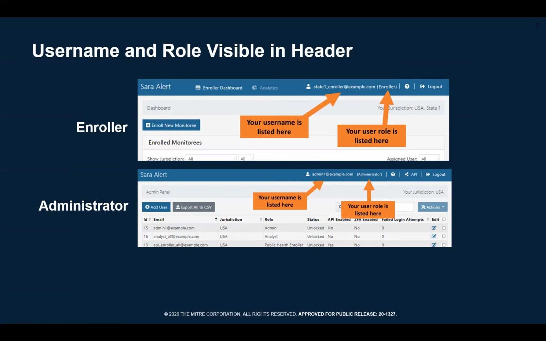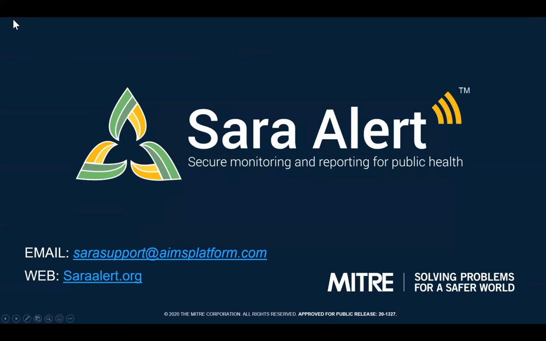Your username and user role are listed in the upper right-hand corner of the screen. Your assigned jurisdiction is also listed in the upper right-hand corner of the screen. Keep in mind that your record view is restricted to what you have access to based on your jurisdiction access and assigned role. Please refer to the role overview of the user guide for more detail.